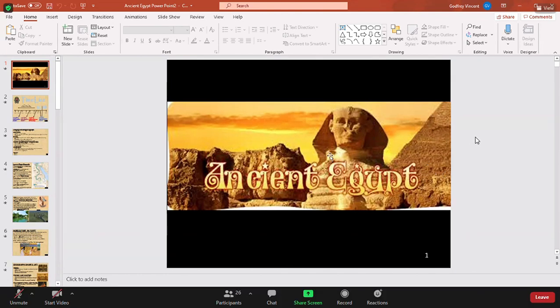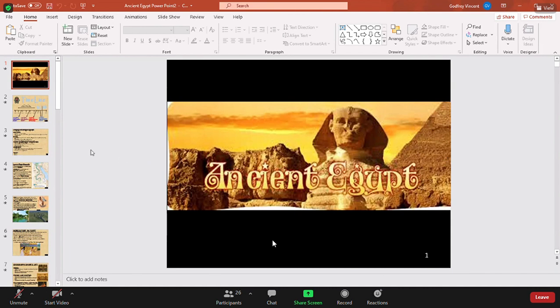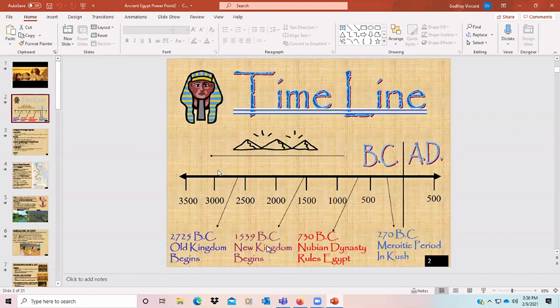So we are looking at ancient Egypt. I posted this on Saturday, and also I shared with you the characteristics of a civilization, so you can use that as a guide to make your notes. So this is a little timeline of ancient Egypt in terms of before the Common Era or after the Common Era.